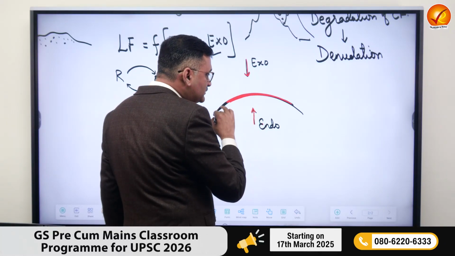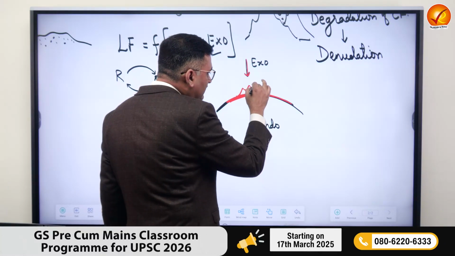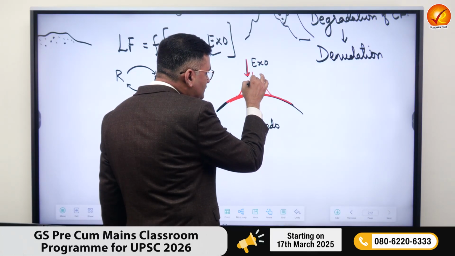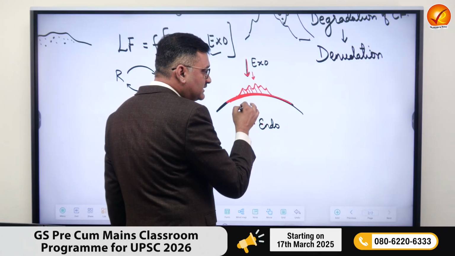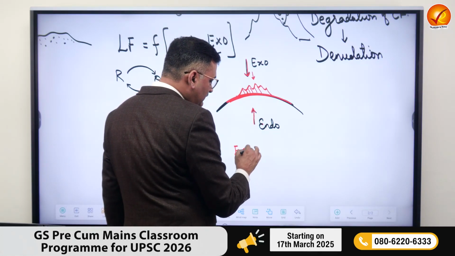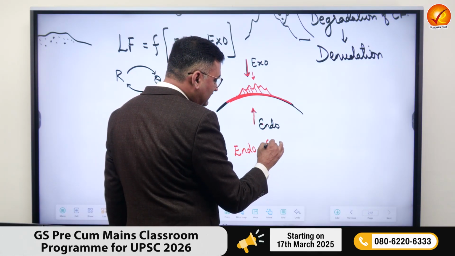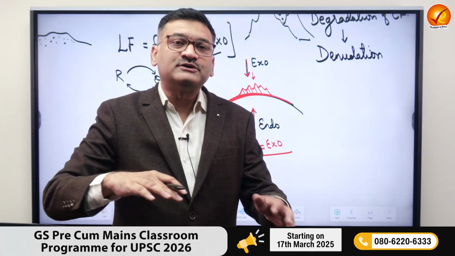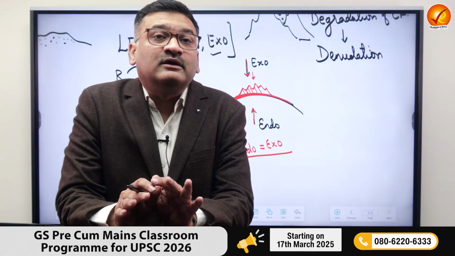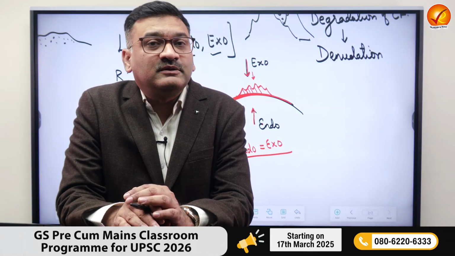What is endo doing? Endo will create some structure, and what is exo doing? Exo is reducing this. So what is the net result? If I say that endo and exo are balancing each other, how will the surface of the earth be? The surface of the earth appears to be uniform, it appears to be flat.